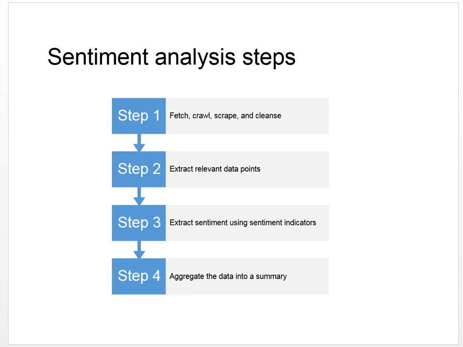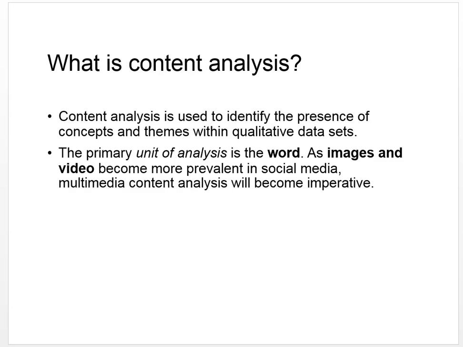And then we can apply what's called content analysis. It is used to identify the presence of concepts and themes within the qualitative data set. So what I actually like to do when I do this is do the content analysis first. So identify the core themes, whether they're represented in images or words or video, doesn't matter. So identify the core themes, like say service quality, value for money, and so on. And then run the sentiment analysis with the data grouped under those themes.